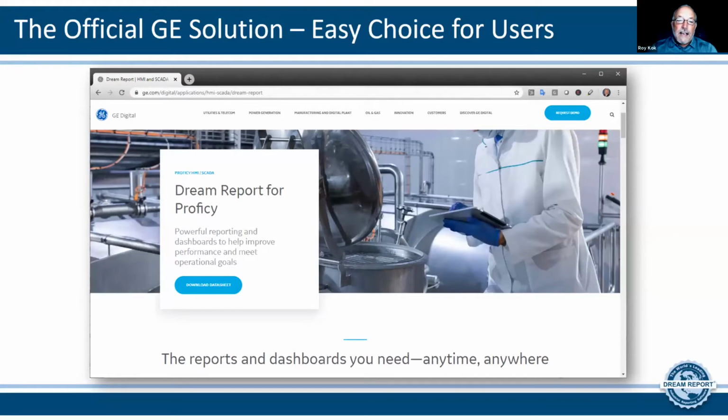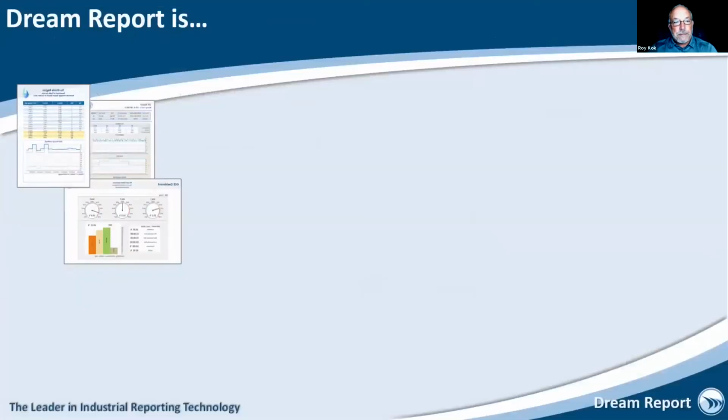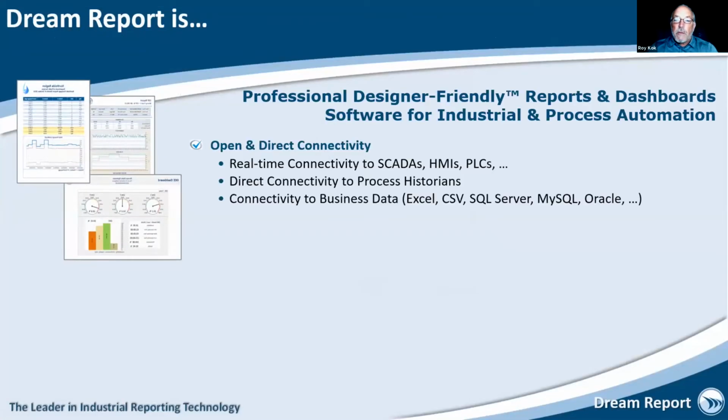If you're a GE customer, another very important point is that Dream Report is the OEM solution for GE. So you can buy it from GE. We're just the company that makes it, and we're happy that GE sends us quarterly royalty checks for the amount that they've sold. So what makes Dream Report unique?